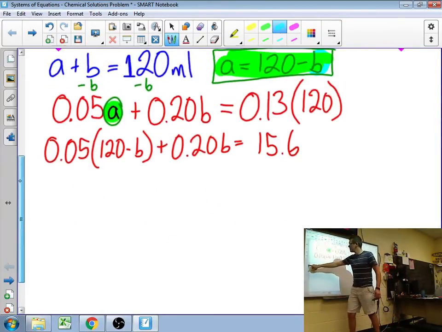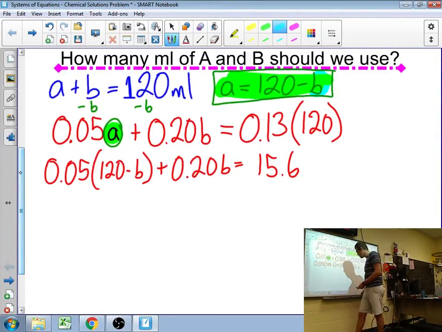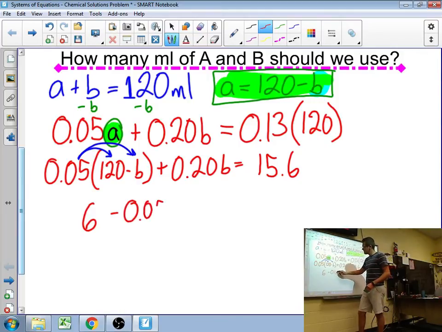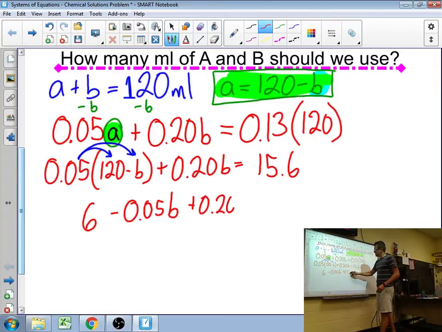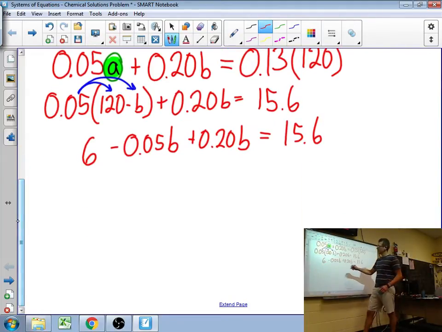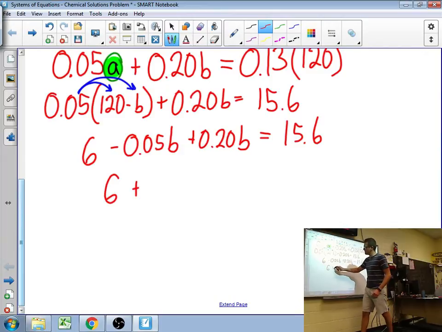So I distribute out right here. Change colors to make sure this is clear. So 0.05 times 120 just gives me 6. This gives me 0.05B, but it's negative, and a positive 2/10 B, all equals 15.6. Now you have an option. You could either take away the 6 first, or you could combine your B values first. I'm going to go ahead and combine my B values.